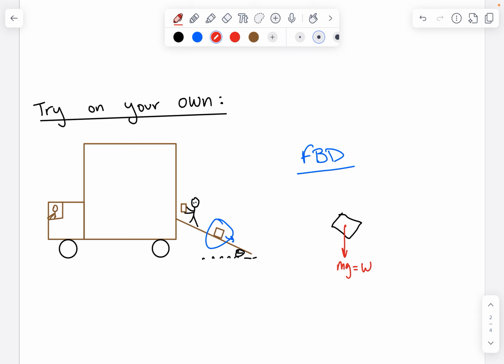What this means is you're going to have to find the appropriate angles of this vector right here, and you can find that using sines and cosines. But for now, that is just the force acting on the box.